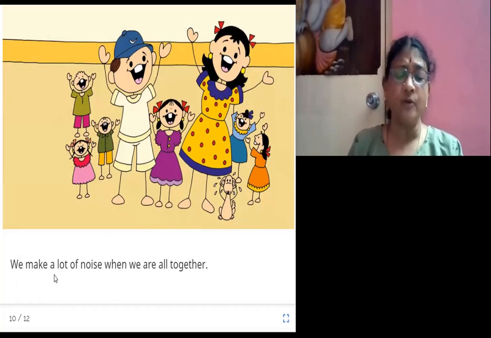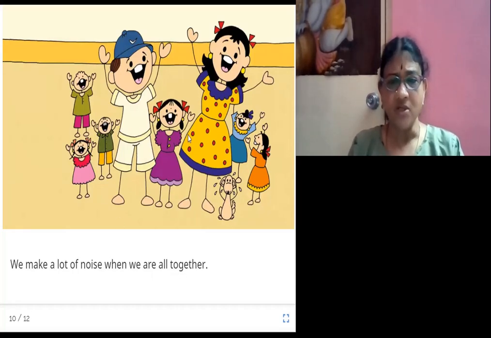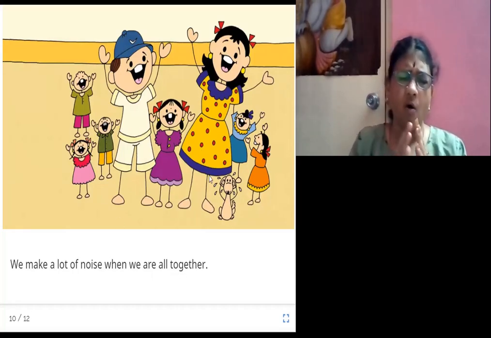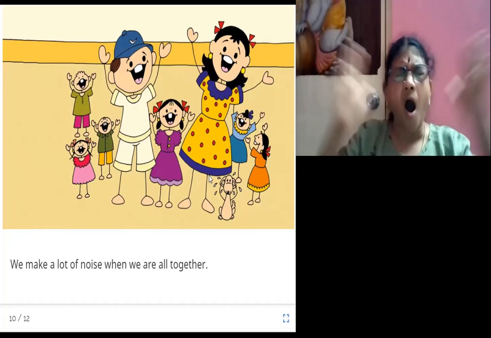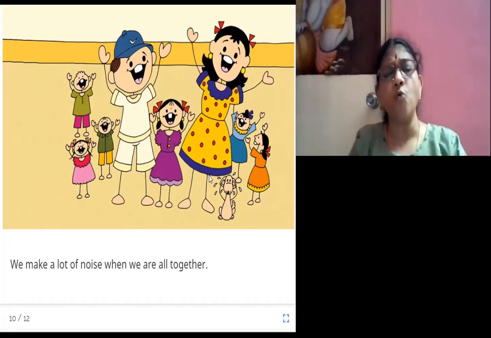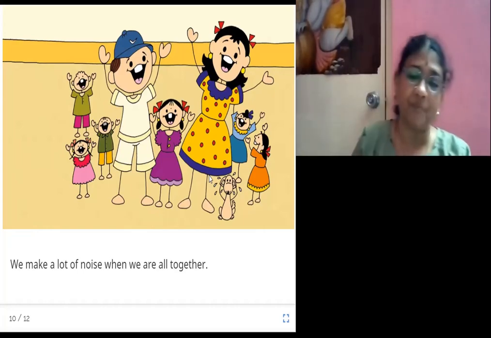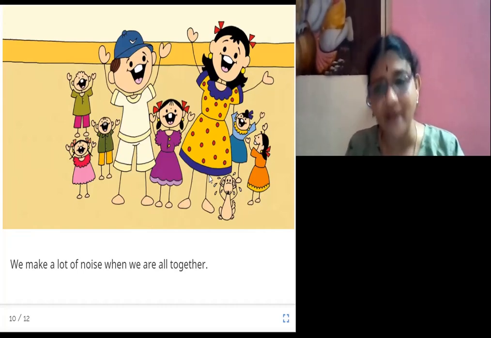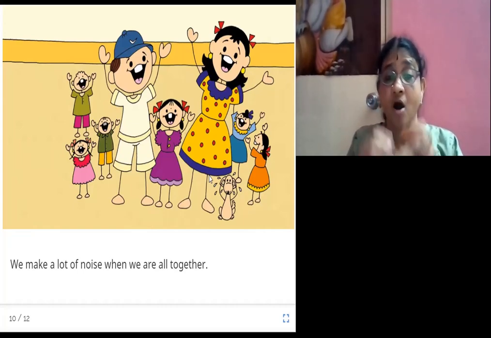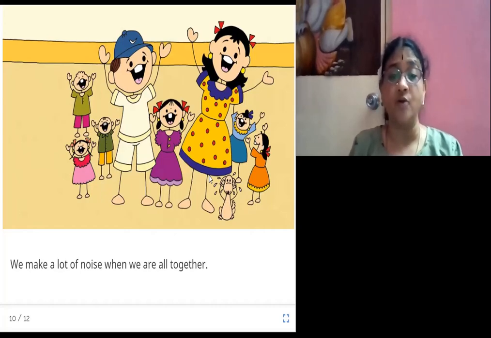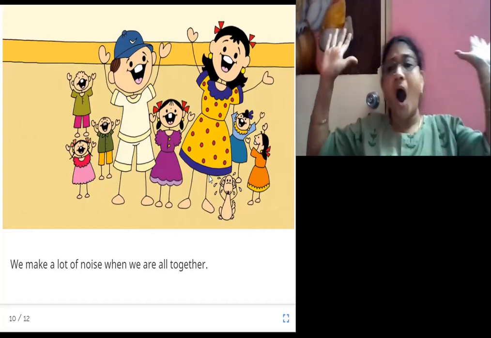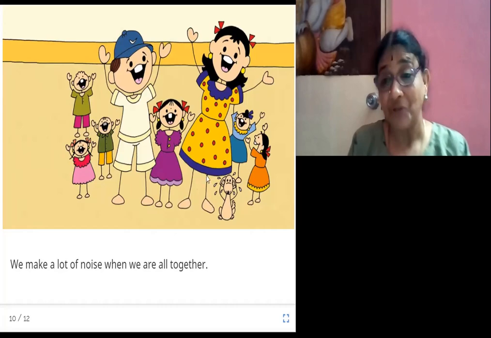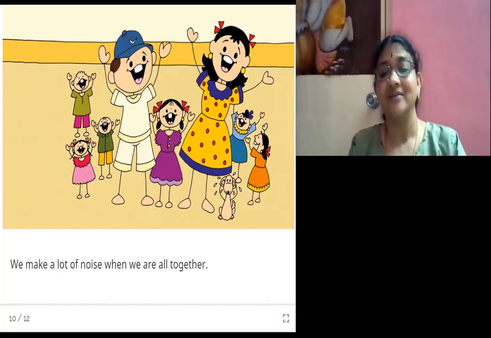We make a lot of noise when we are all together. Can you all see the picture? They all shout loud and make a big, very loud noise. Can you all see how their mouths are wide open? We are all enjoying.